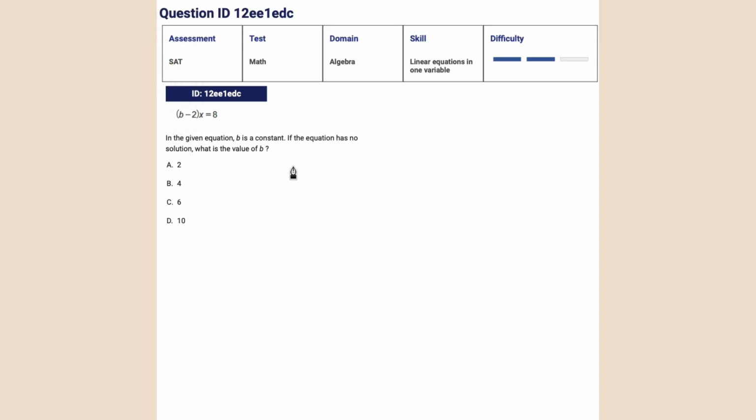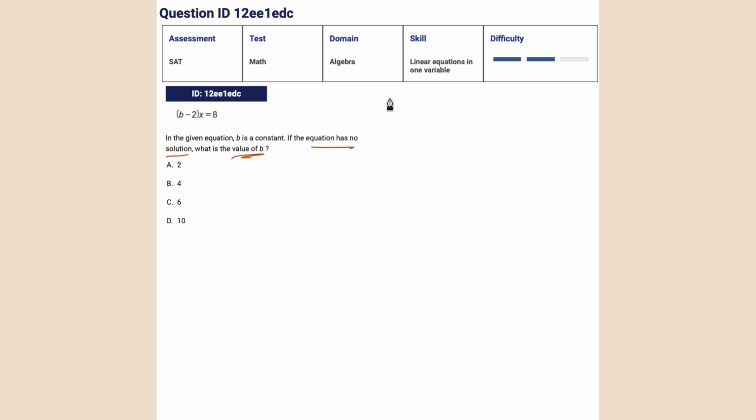Okay, let's start solving the question now. They're asking us what is the value of b and they've given us some options, okay? Also they said that this equation has no solution. So what does that mean? That means that these two equations are parallel to each other.